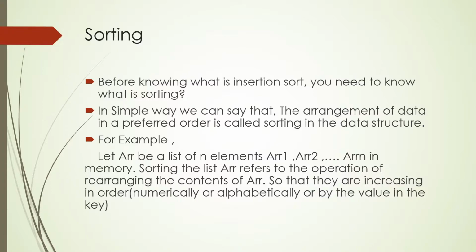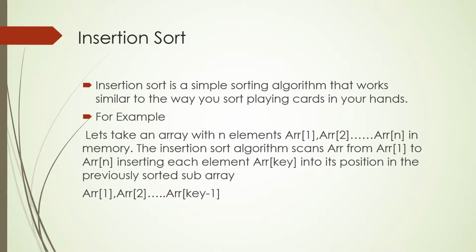data structure. For example, let ARR be a list of n elements ARR1, ARR2 in that way up to ARRn in the memory. Sorting the list ARR refers to the operation of rearranging the contents of ARR so that they are increasing in order numerically or alphabetically or by the value in the key.